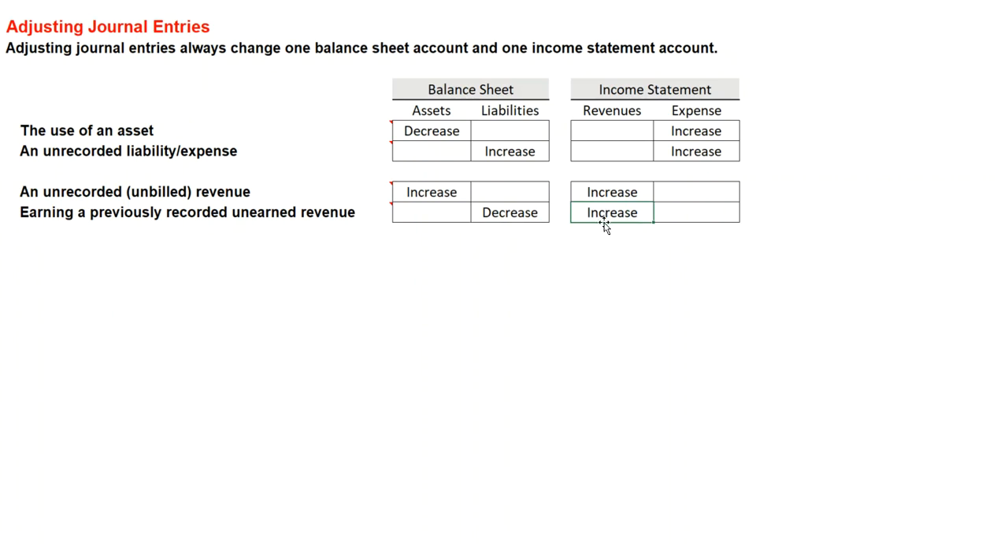So what they do is periodically, when they're ready to prepare financial statements, monthly, quarterly, at year end, they want to make sure that they've recorded all the revenues for services they've provided in the most recent period, and of course, decrease the related unearned liability.